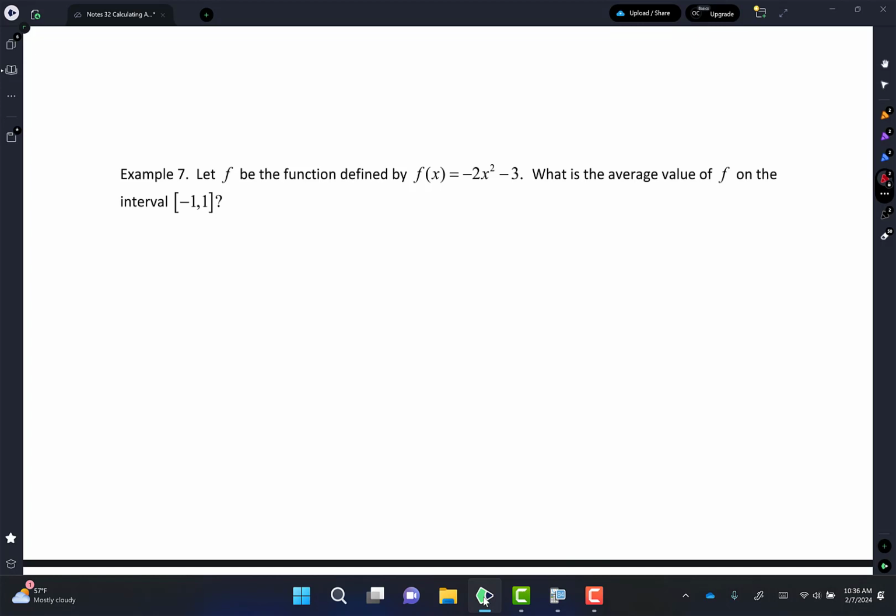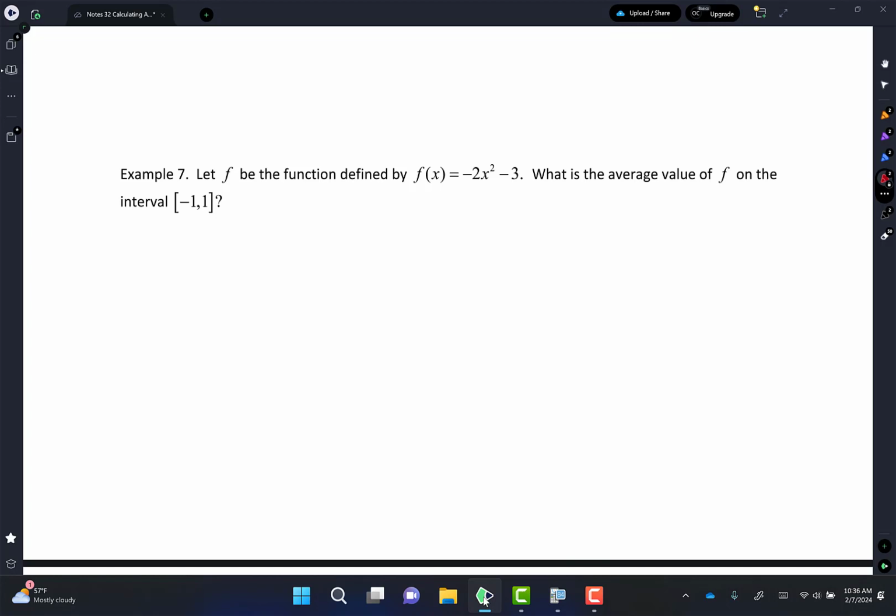Example 7. Let f be the function defined by f of x equals negative 2x squared minus 3. What is the average value of f on the interval negative 1 to 1? Guys, I can't stress enough. I know you have calculators. If it's something this simple, do it by hand. Sweat, so we can make sure that we know how to do this by hand, guys.